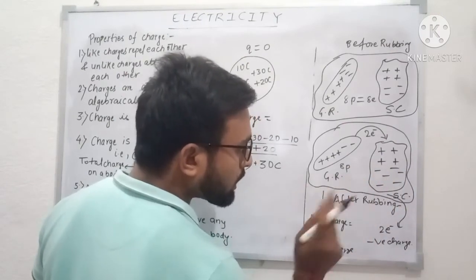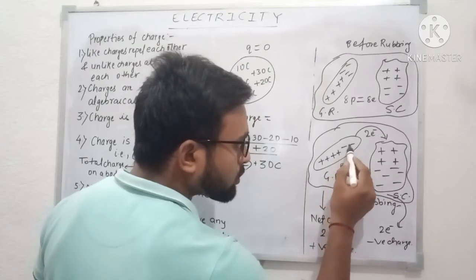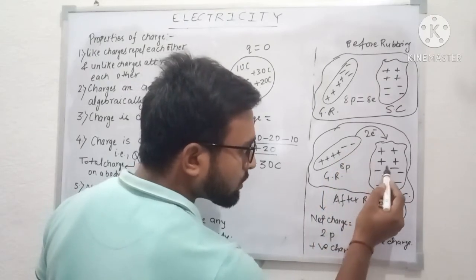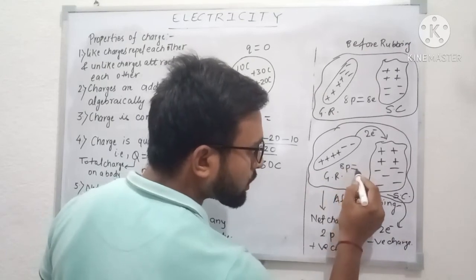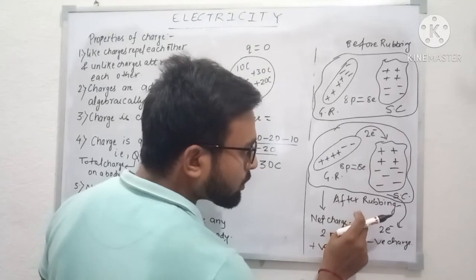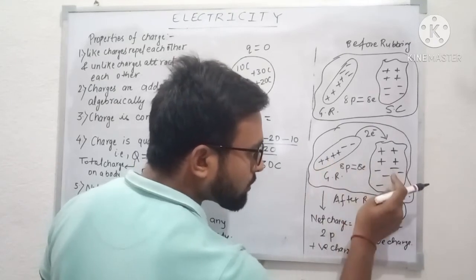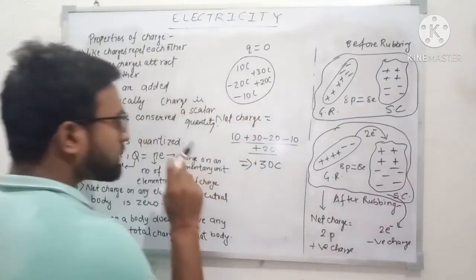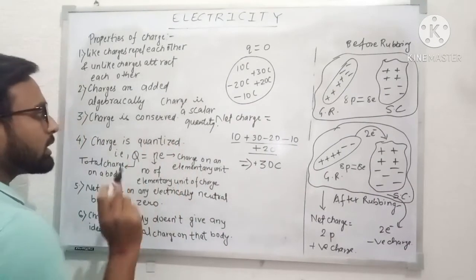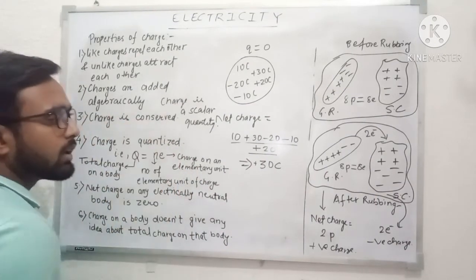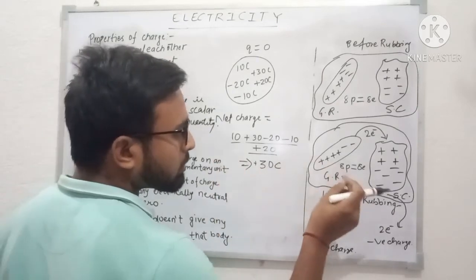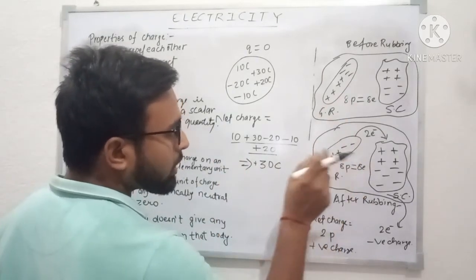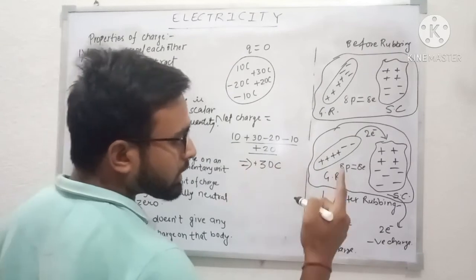Now count electrons. On the glass rod there are 2 electrons, but on the silk cloth 1, 2, 3, 4, 5, 6 electrons. So the total number of electrons on the silk cloth is 8. So after rubbing, the total number of protons is equal to the total number of electrons. That is what this third property states: charge is conserved, that the body has an equal number of protons and an equal number of electrons before and after rubbing. Means charge can neither be created nor be destroyed.